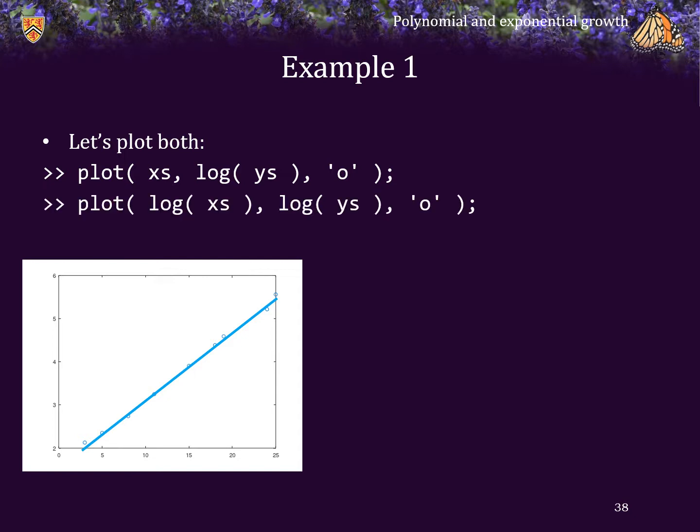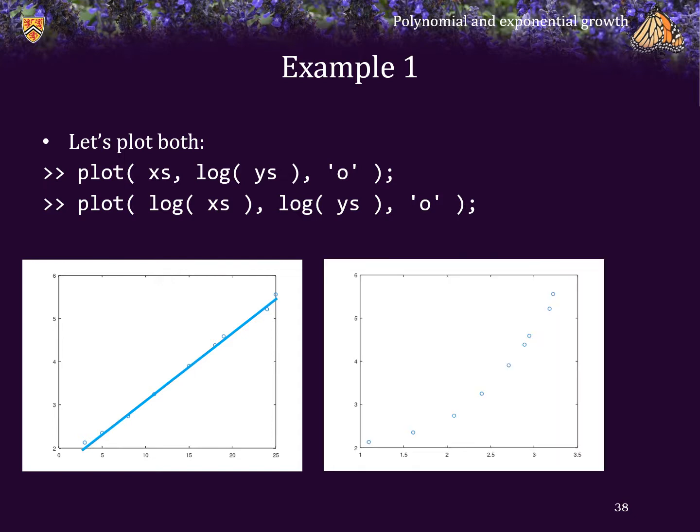If, however, we do a log-log plot, if we look at the image, it doesn't appear to be growing in a straight line. Instead, it seems to be superlinear. Therefore, this suggests that the growth is not polynomial, whereas the image on the left suggests it is exponential growth.